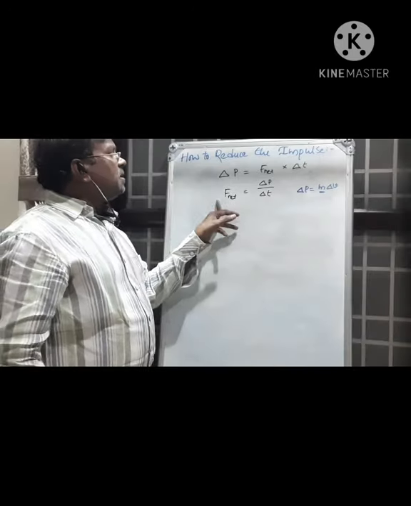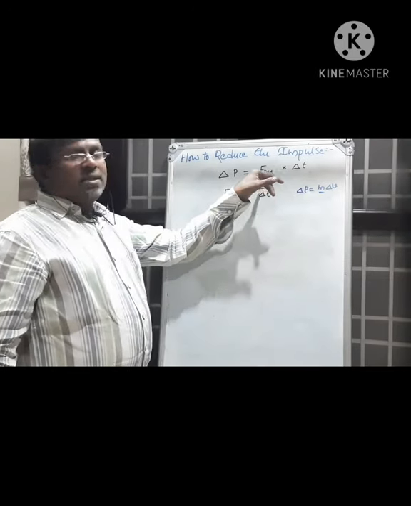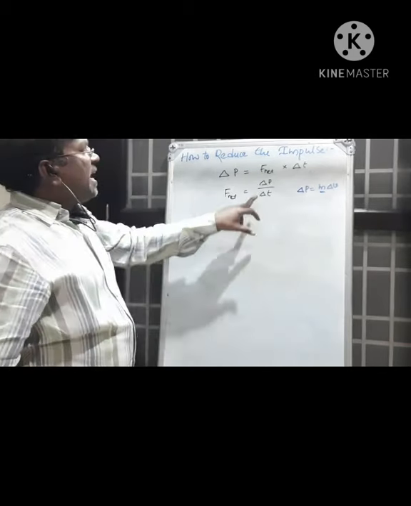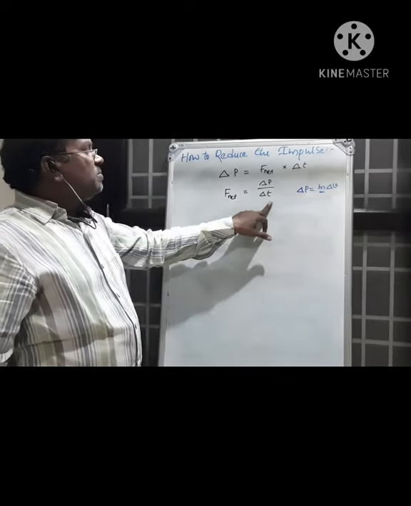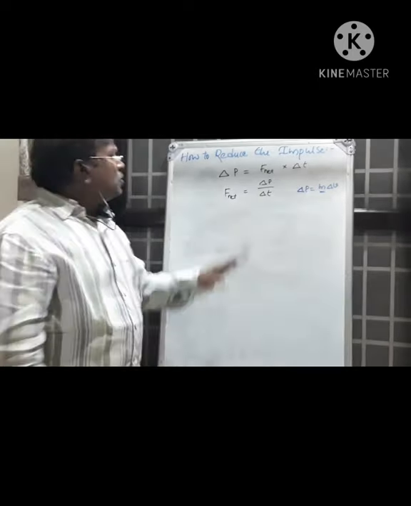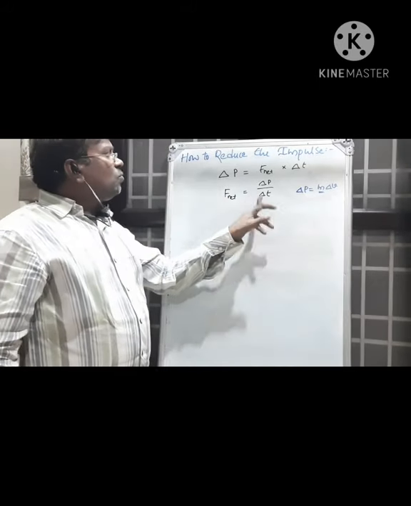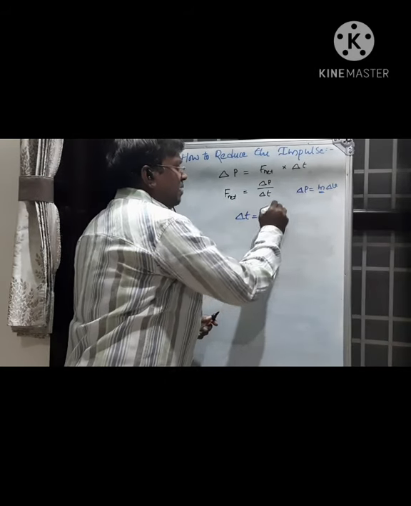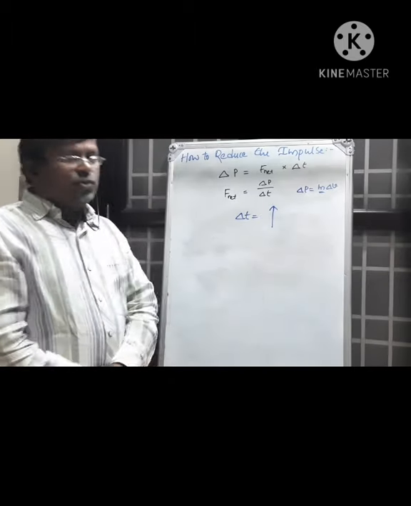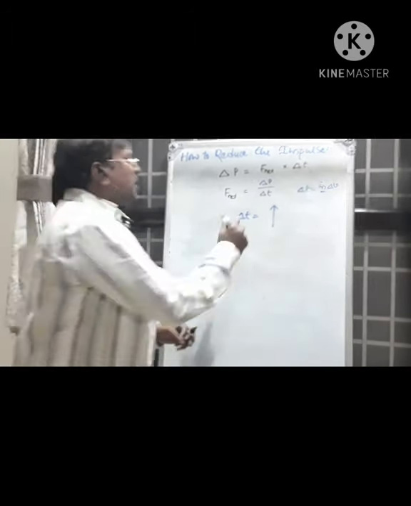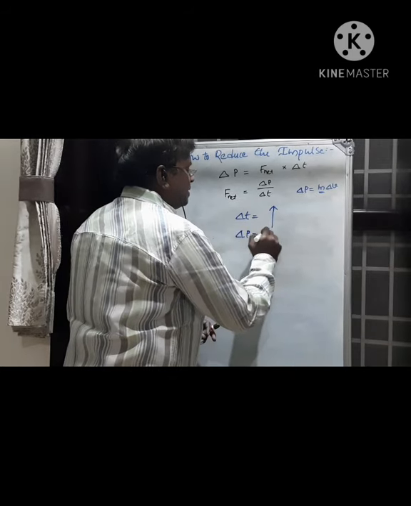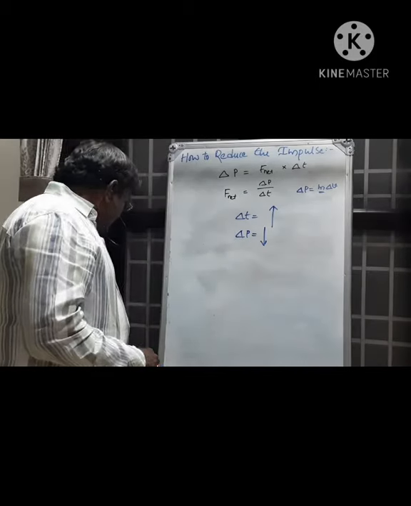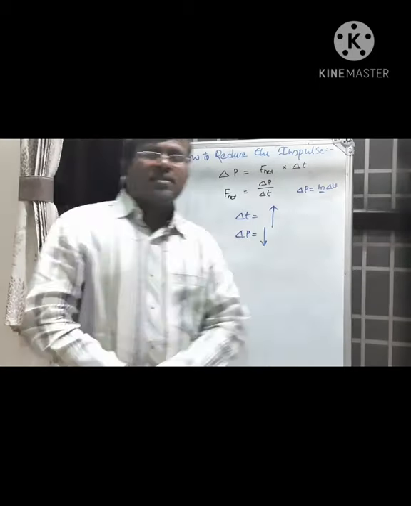To decrease the F net, there are two ways: decrease the change in the momentum, or increase the interaction time. So to decrease the F net, we have to increase the duration time of impact, or decrease the change in the momentum. There are two ways for us. So in the video that you have seen, what happens?